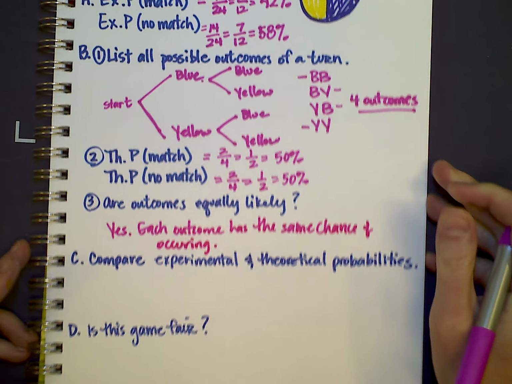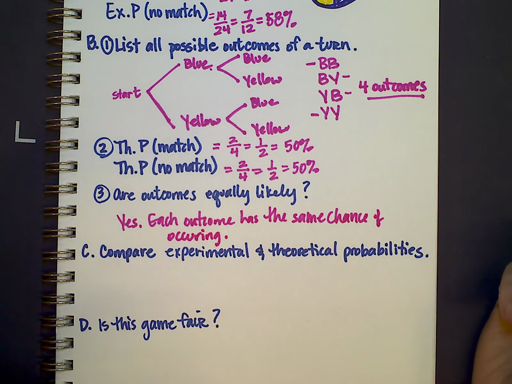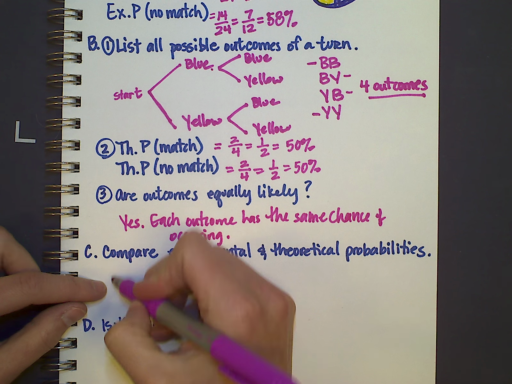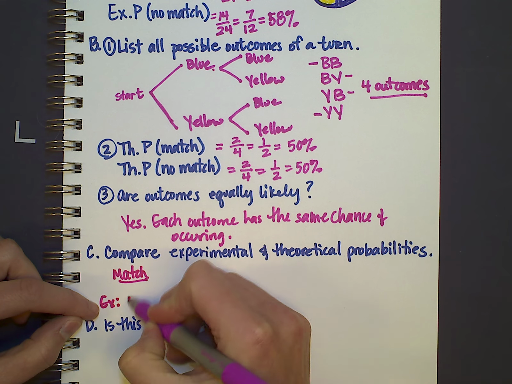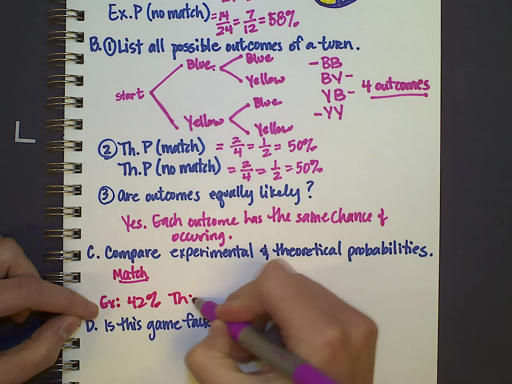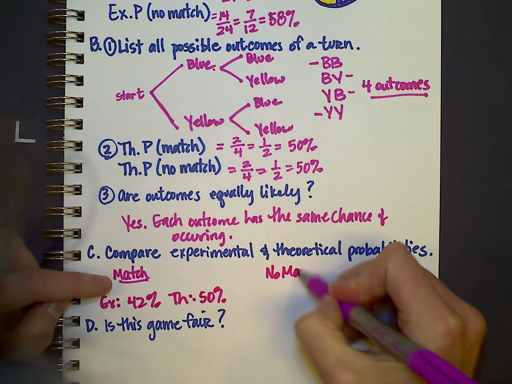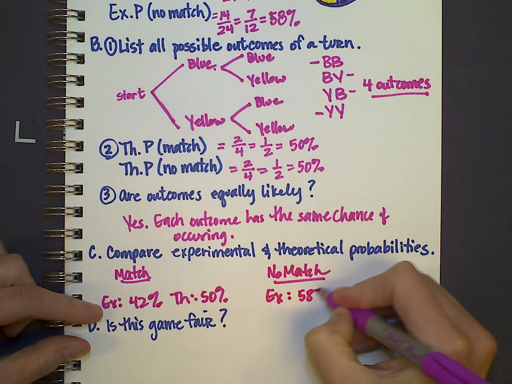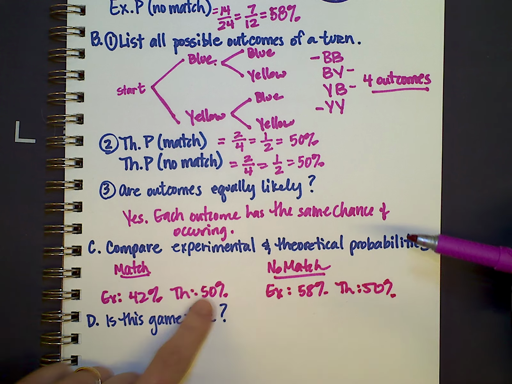Okay. Now I'm going to compare my experimental and my theoretical probabilities. All we're doing here is really looking at how close our 2 probabilities were. Did the theoretical and experimental probabilities match up, or was there a discrepancy? When I look at my match, my experimental probability of a match was 42%. My theoretical probability of a match was 50%. So if I compare my theoretical and experimental probabilities of a no match, I am comparing 58% with 50%.